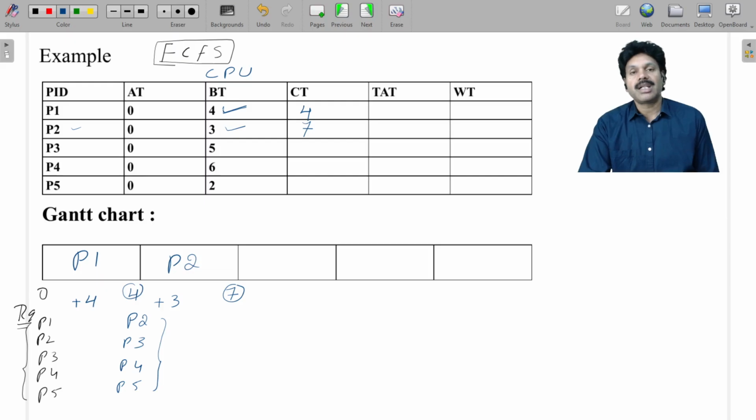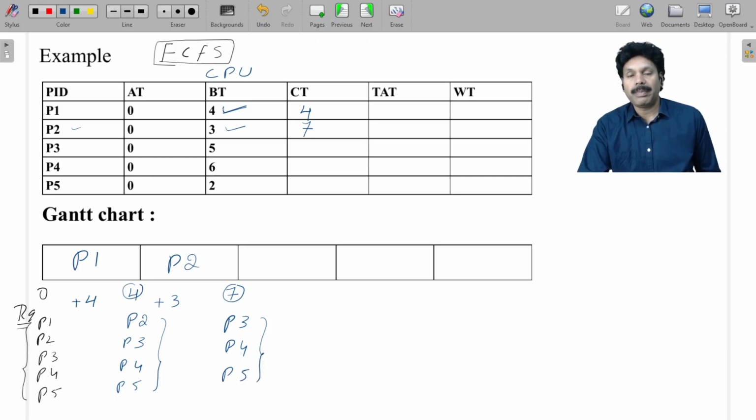Here, CT stands for completion time, BT stands for burst time, AT stands for arrival time, TAT stands for turnaround time, WT stands for waiting time. So it executed completely and releases its resources. Now the rest of the processes are P3, P4, and P5. Again, there is a conflict.